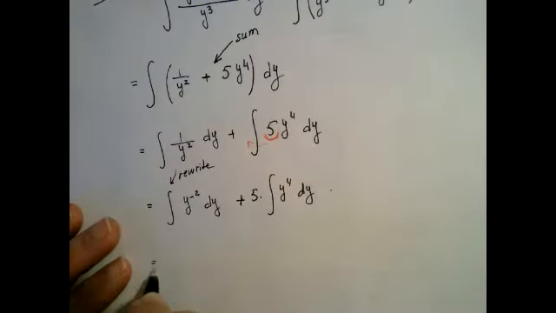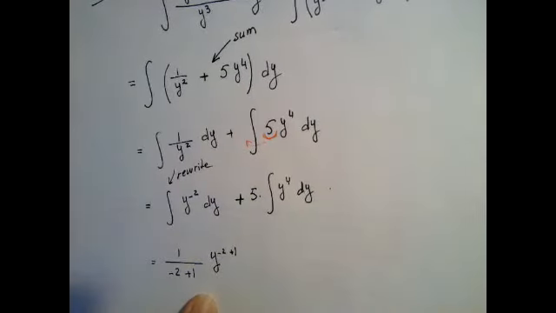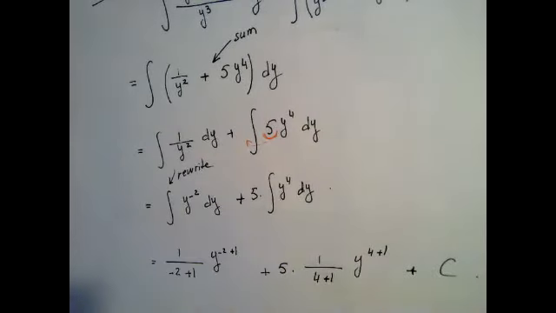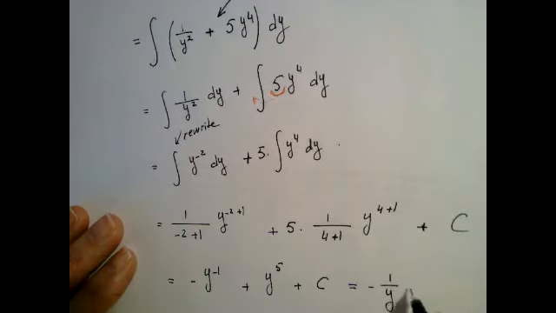And now I apply the power rule for integration step by step. This is equal to 1 over minus 2 plus 1, y to the minus 2 plus 1, plus 5 times, again the power rule, 1 over 4 plus 1, y to the power 4 plus 1, and you add only one constant at the end. You don't have to add several constants. The rest is simple. I will have minus y to the minus 1, and 4 plus 1 is 5, and the 5s simplify, y to the 5 plus c. Or you can rewrite it as minus 1 over y plus y to the 5 plus c.